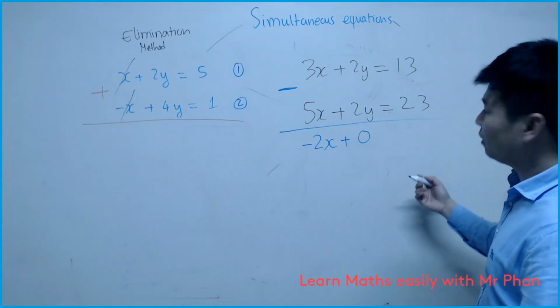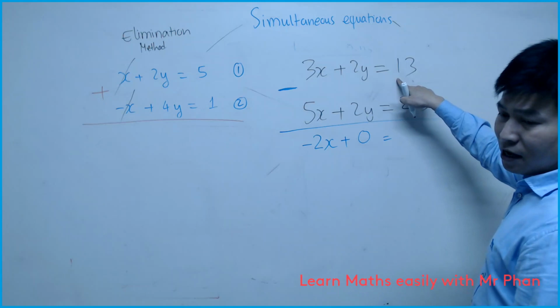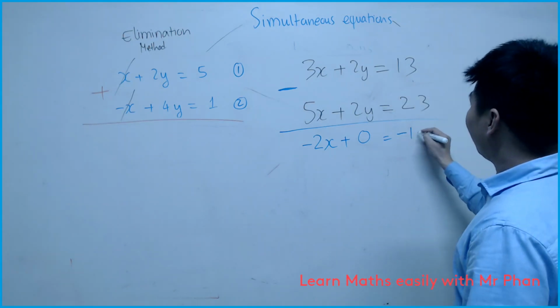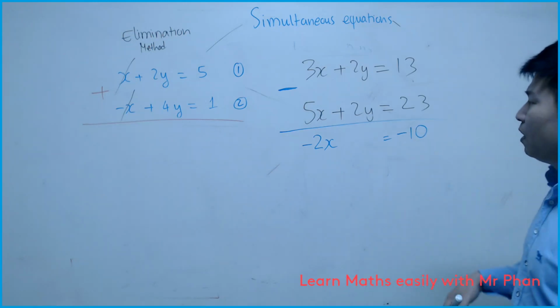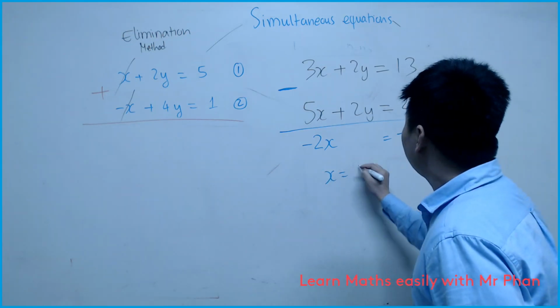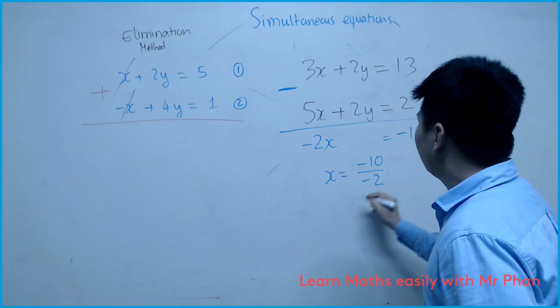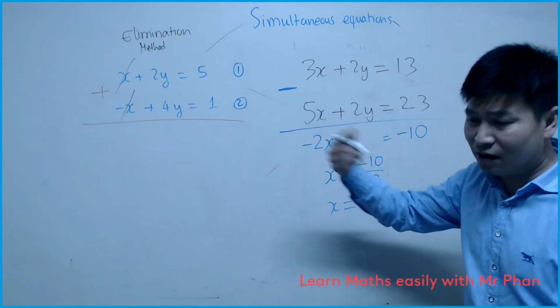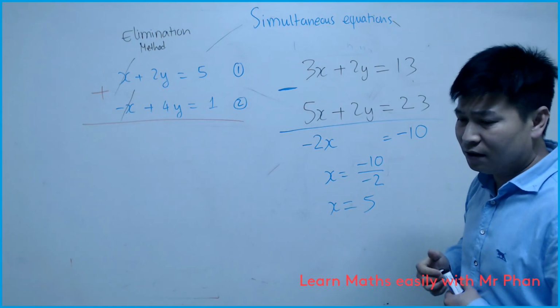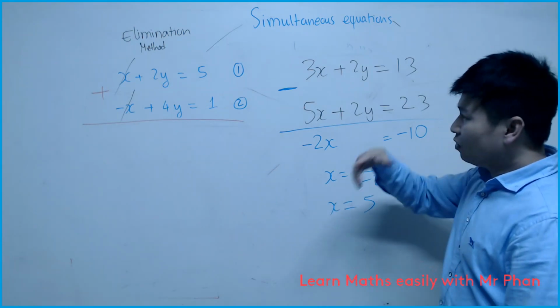0 means nothing. 13 minus 23 gives me negative 10. After that, you can wrap the 0 up and just solve normally. So x becomes negative 10 over negative 2, which gives you 5. After you find x, you substitute in here to find your y, and you do it normally. Okay, understand that? So that's another case.